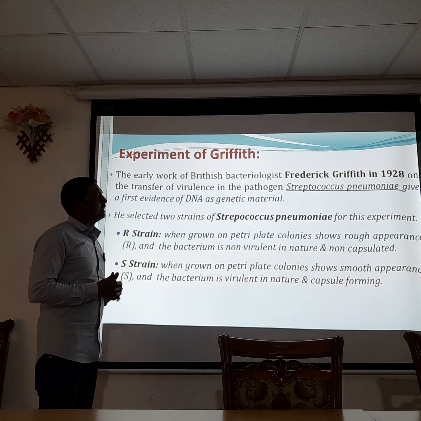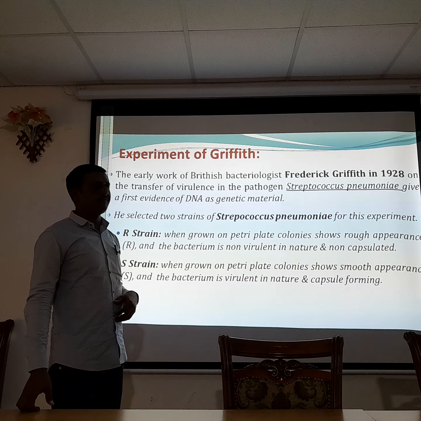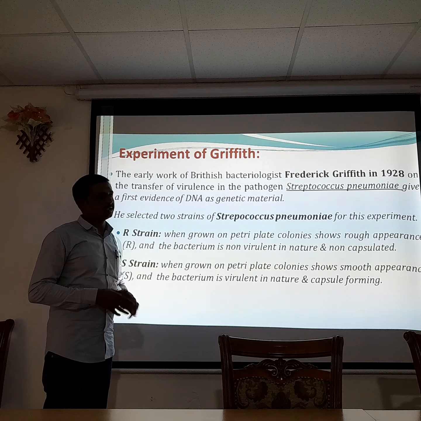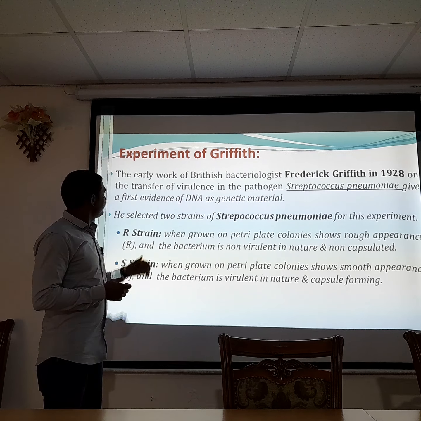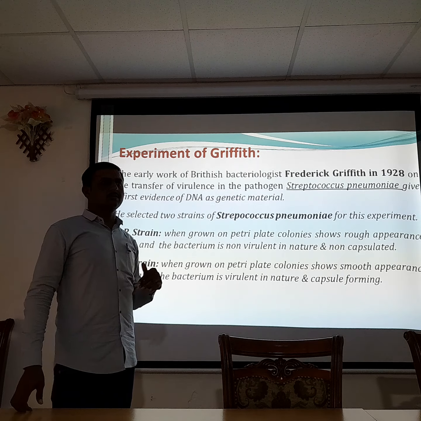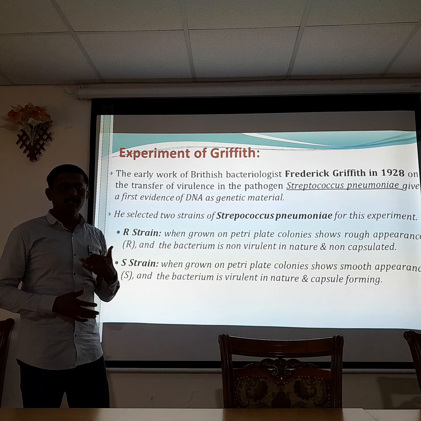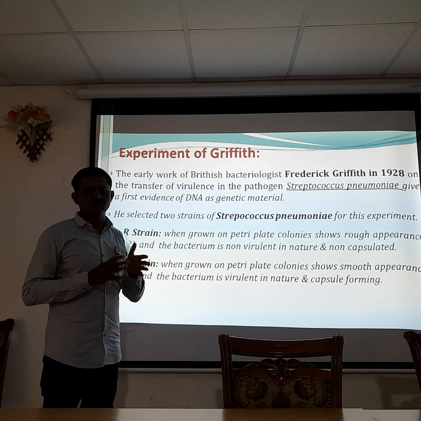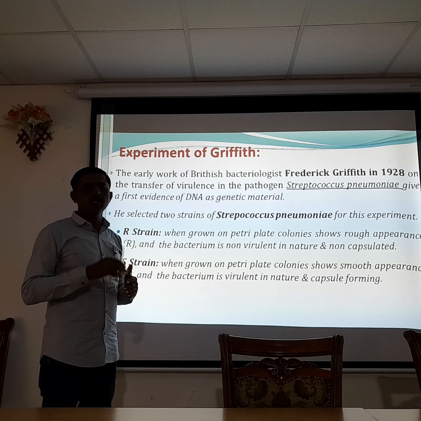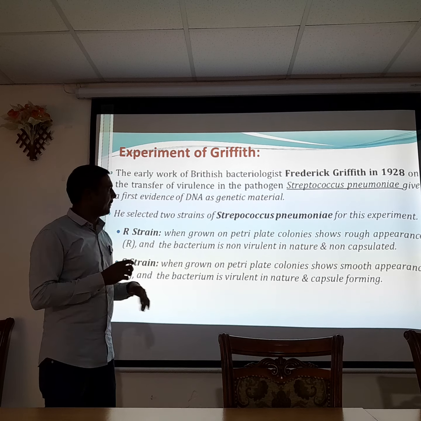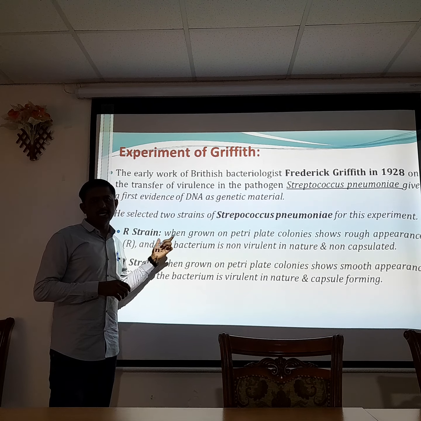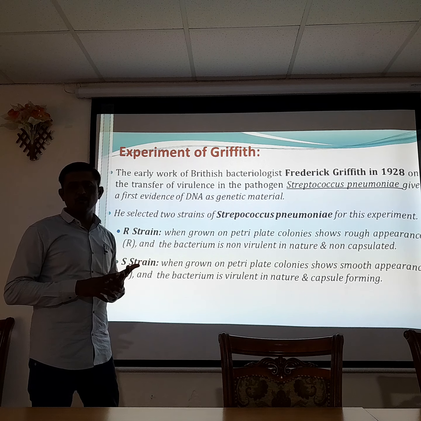The early work of British bacteriologist Frederick Griffith in 1928 on the transfer of virulence in the pathogen Streptococcus pneumoniae gave the first evidence of DNA as a genetic material. He showed that the virulence factor, the ability of an organism to cause disease, or pathogenicity, is transferred from one organism to another, either from R to S or S to R, through some sort of protein, RNA or DNA.